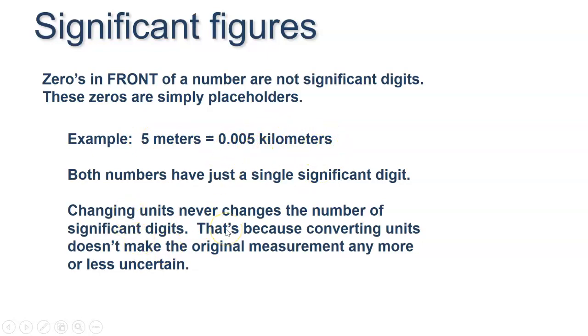Changing units never changes the number of significant digits. This is why zeros in front are not significant, because basically that's just telling you it's a conversion. We only use significant figures when we are talking about measurements. If you are saying I have 6 eggs, the 6 eggs are not significant figures. That's not a measurement.